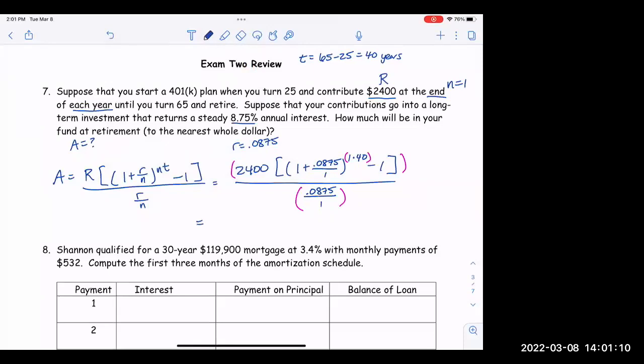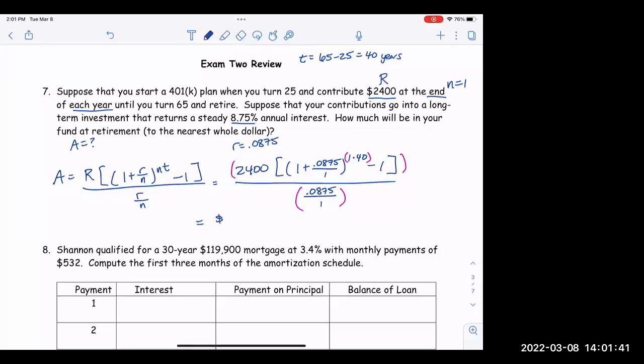In terms of what kind of answer would be typical here, we're investing $2,400 each year for 40 years, and this is a decent interest rate to be investing at. So I would expect a really big amount of money. You're going to want to retire on this amount. So if you're getting something like $5,000 or $10,000, I would maybe check your answer and see if you get something else if you do it again.